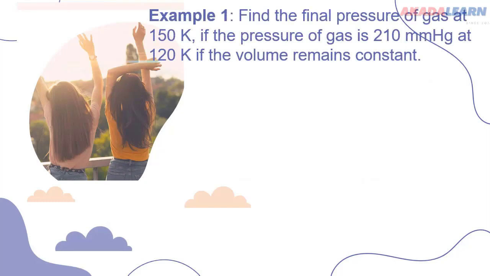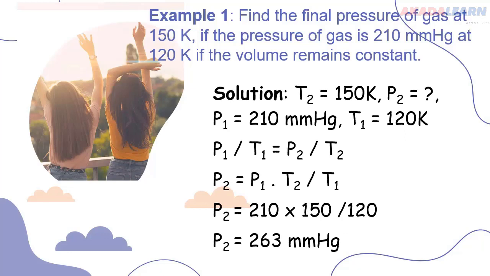Let's now take a quick example. Example 1. Find the final pressure of gas at 150 Kelvin if the pressure of gas is 210 mm mercury at 120 Kelvin if the volume remains constant. Now take a look at the solution.